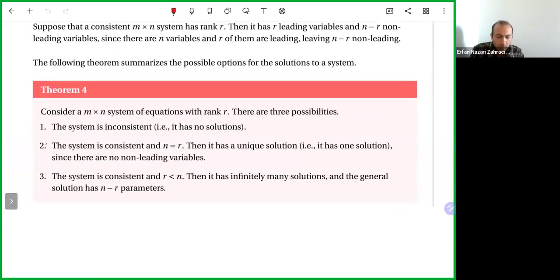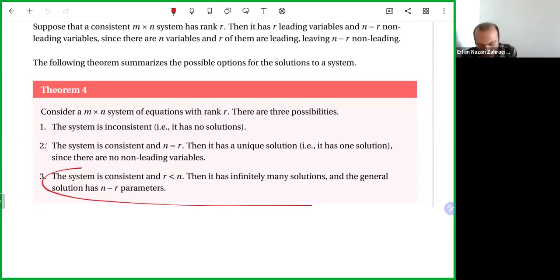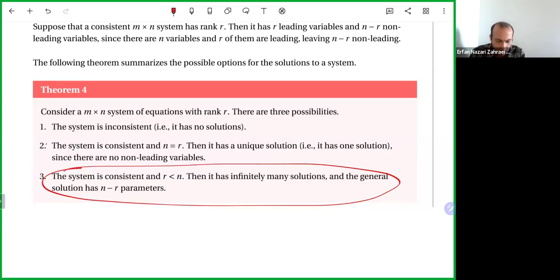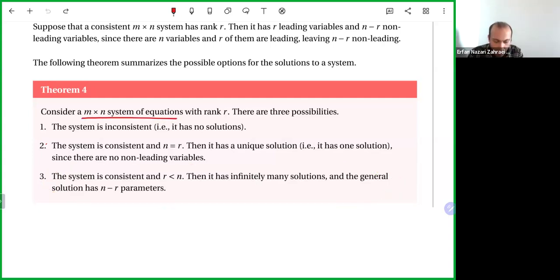So we are talking about a consistent system, and I'm interested in infinitely many solutions. So basically, I'm focusing on this part of it. I have a system of equations m by n, and the system is consistent. I had these assumptions. Then my claim is that I have infinitely many solutions. Good. But what is the condition that gives me this claim? It's that n is more than r. n was number of variables, r was rank.